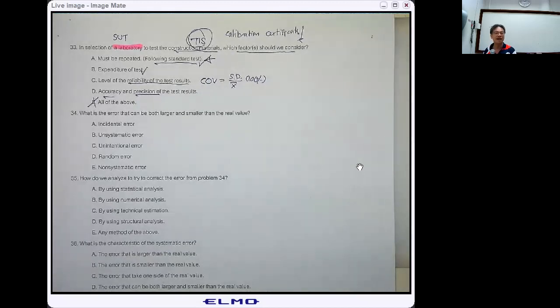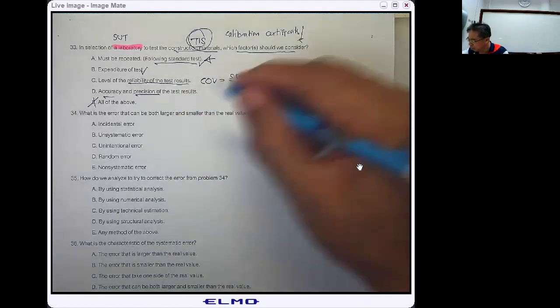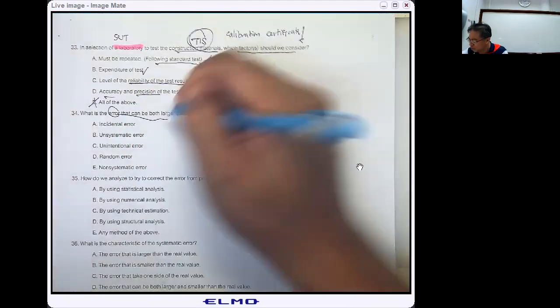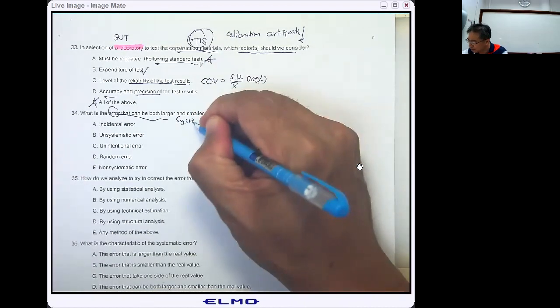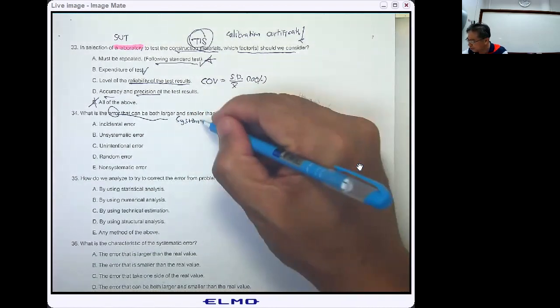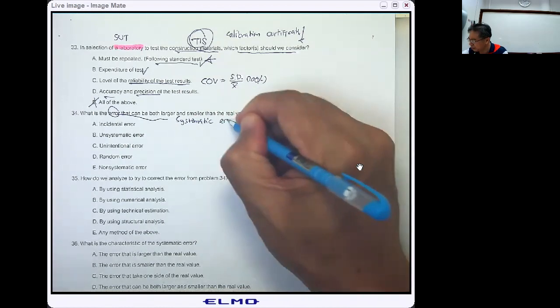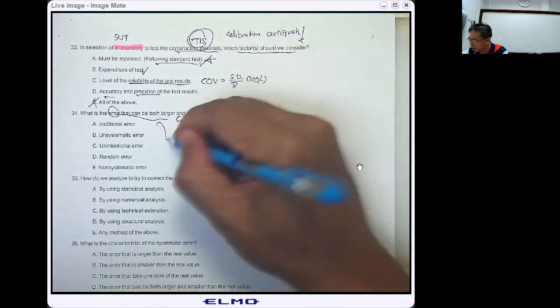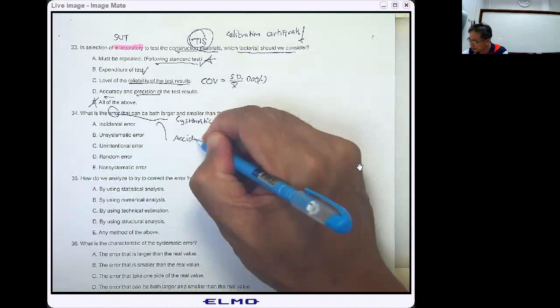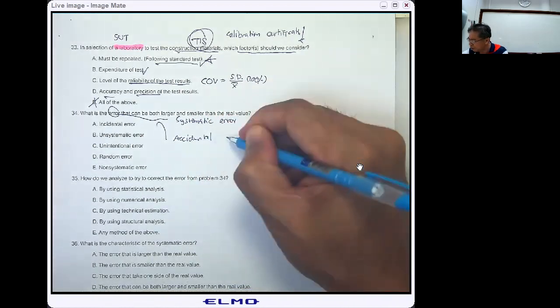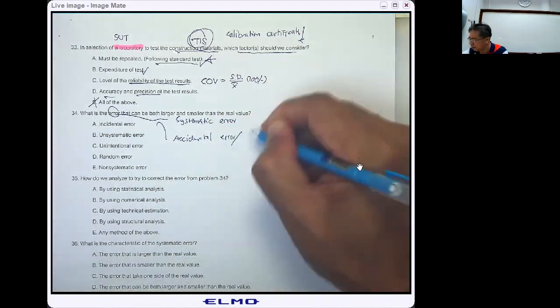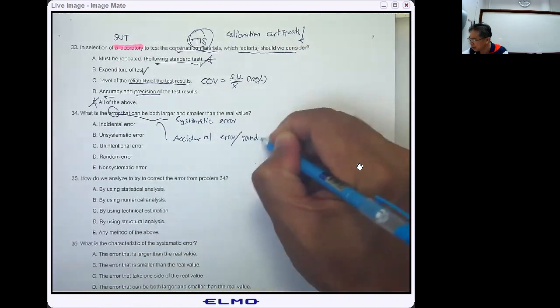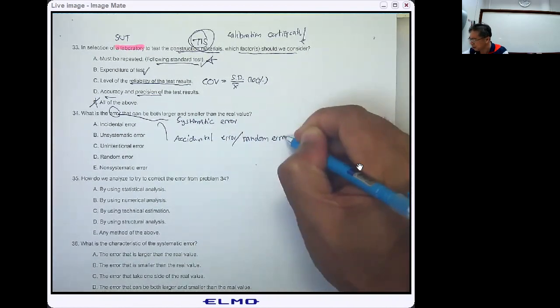34. What is the error that can be both larger and smaller than the value? When we talk about the error, we have two things. One is the systematic error, and another one we call accidental error, or another name, the random error.